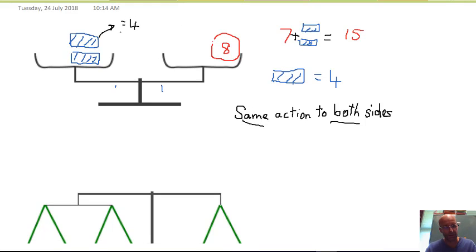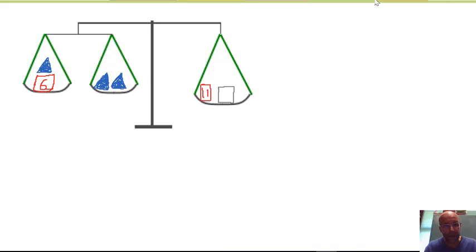And we can quickly check our answer. Let's see. We originally had a 7 here. We had 7, and we had 2 lots of 4, and we had 15 over there originally. So does that work? Order of operations, 4 times 2 is 8, 8 plus 7 is 15. Yes, it works. Let's try another one.